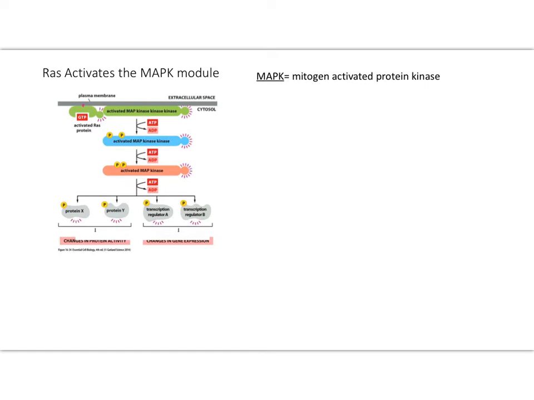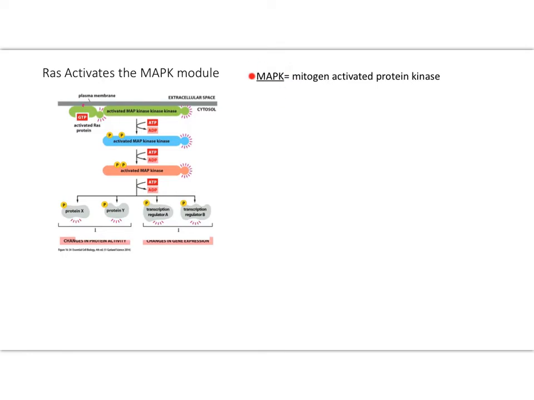So now we'll talk about the MAP Kinase Cascade, or MAP Kinase module, as your textbook refers to it. Basically, RAS, in its activated form, over here when it's bound to GTP, will activate a MAP kinase. And that's an enzyme which can then start off this cascade.